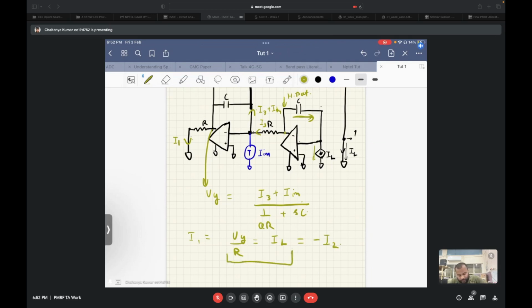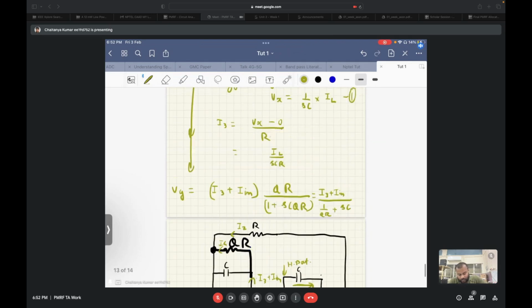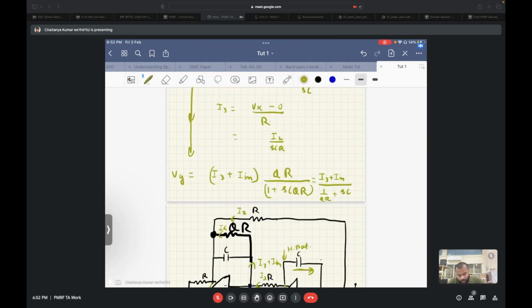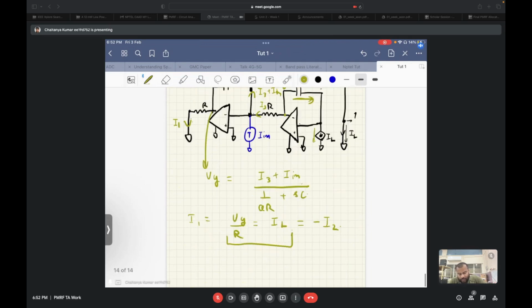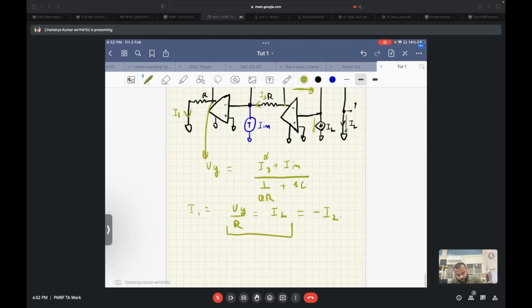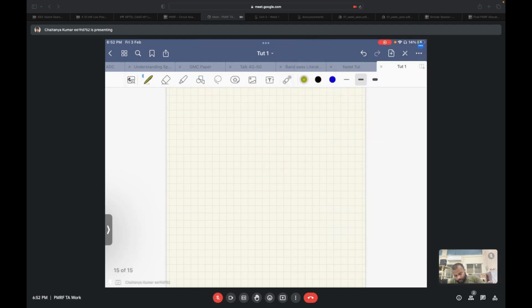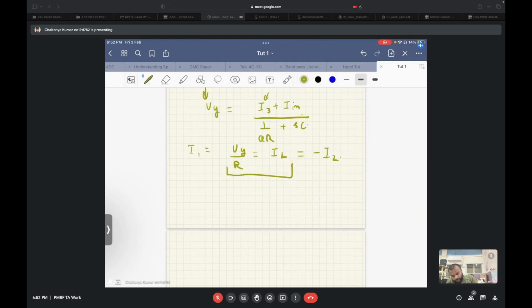So we just take these two terms, and we showed previously that I3 is equal to IL divided by CR. We put it over here, and we equate these two terms. So what we get then is the following. IL is equal to IL divided by SCR plus IN divided by 1 by QR plus SC into R.